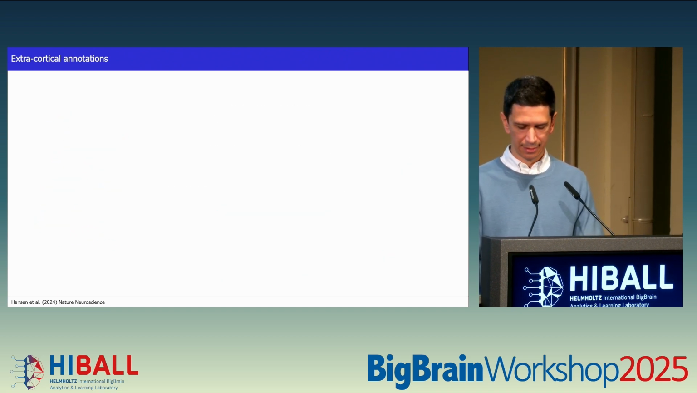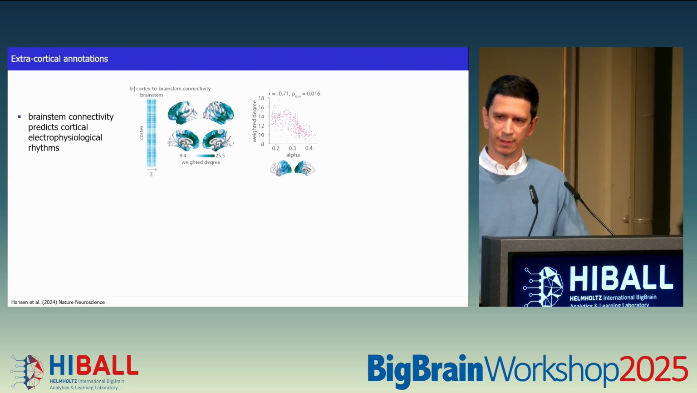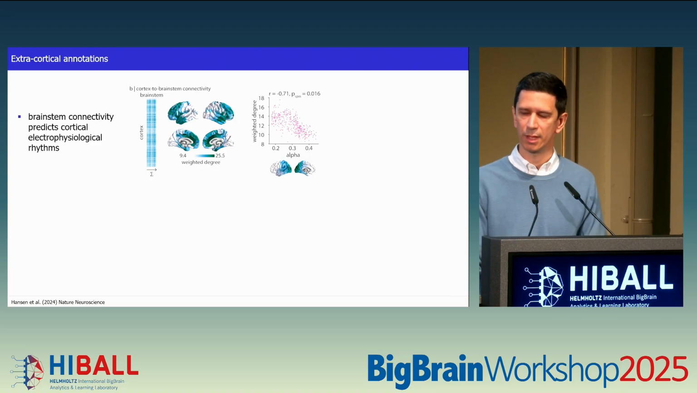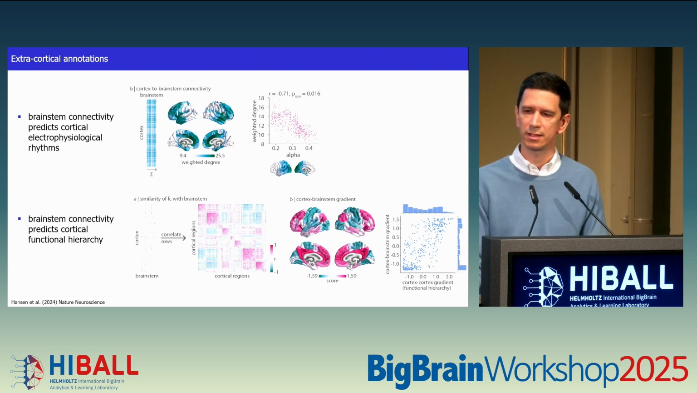And again, it leads to really, I think, fundamental insights, and a very consistent finding in that paper is that so much of what we think we're seeing purely in the cortex actually comes from the brainstem. This is, for instance, a map of how different brainstem nuclei connect to the cortex overall, and it's really nicely correlated with the dominant rhythm in the human encephalogram, the alpha rhythm. If you look at how similar areas are in terms of their brainstem connectivity, you get the famous unimodal transmodal gradient.